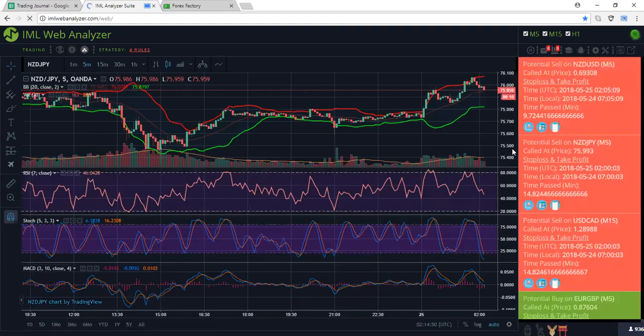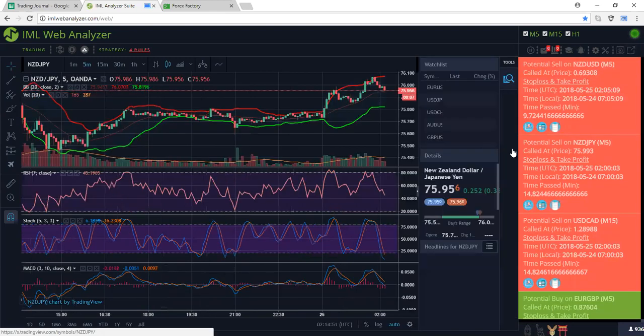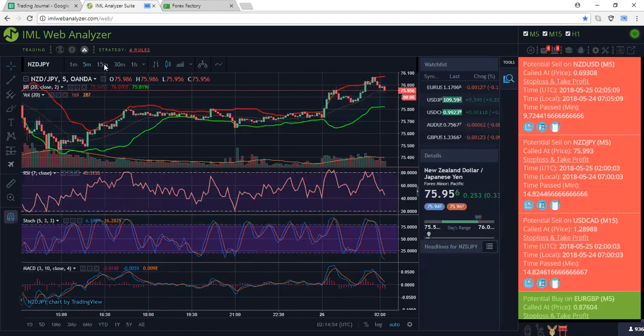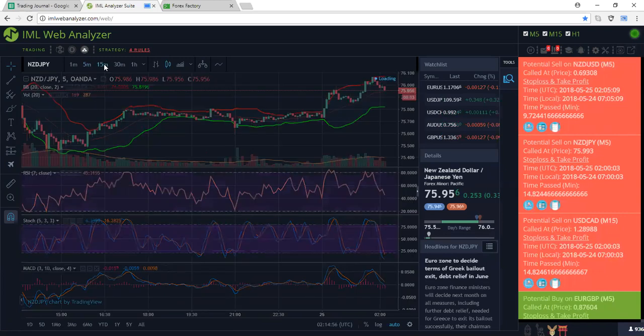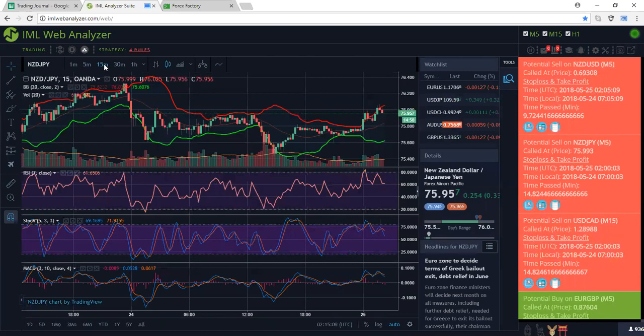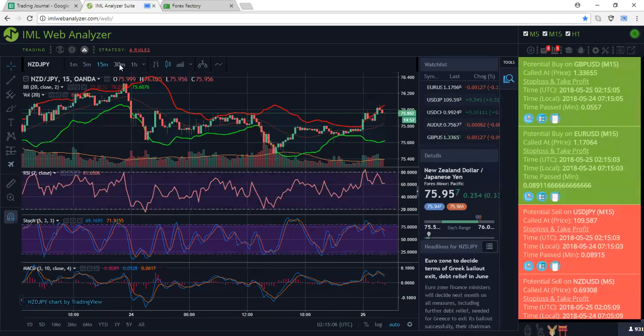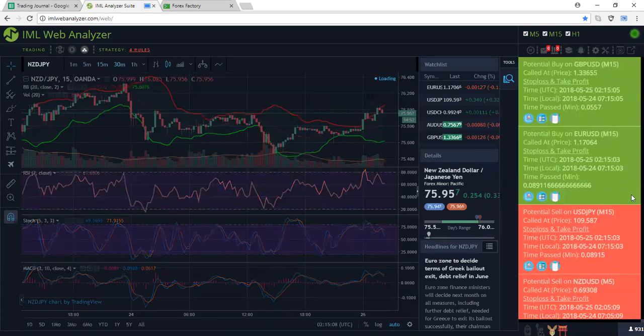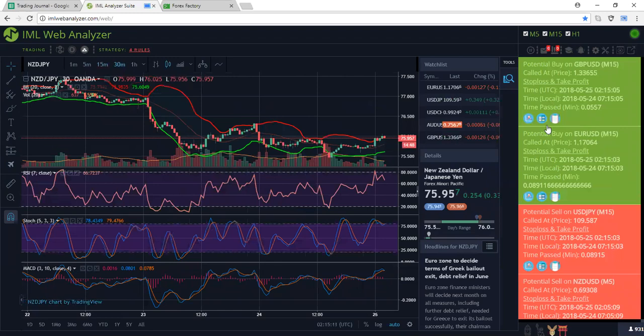I'm in profit in Nzd Jpy. Let's go look at the 15-minute chart real quick so we can see what's going on. So it's having a little bit of pullback. See, the blue candle is forming a little bit. That's okay. I'm pretty sure this trade will take profit. Just let it do its thing. It's going to cross. Don't worry.